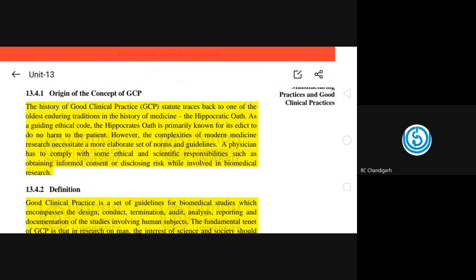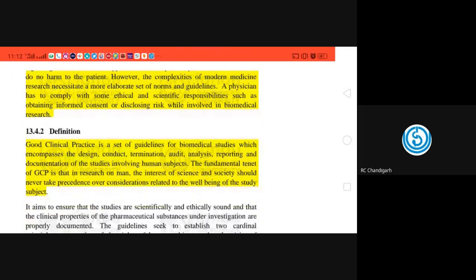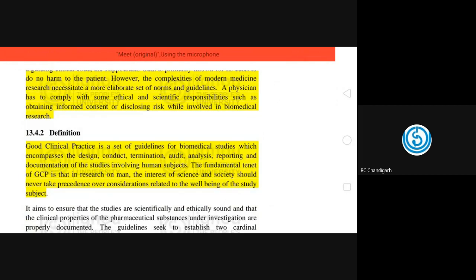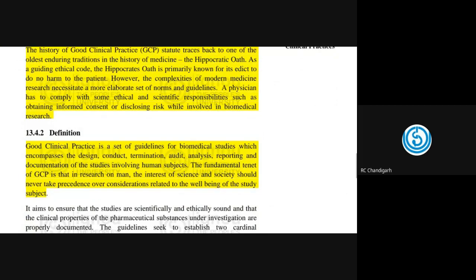A physician has to comply with some ethical and scientific responsibilities, such as obtaining informed consent or disclosing risk while involved in biomedical research. The definition of good clinical practice is a set of guidelines for biomedical studies which encompasses the design, conduct, termination, audit, analysis, reporting, and documentation of studies involving human subjects. The fundamental tenet of GCP is that in research on man, the interest of science and society should never take precedence over considerations related to the well-being of the study subject.